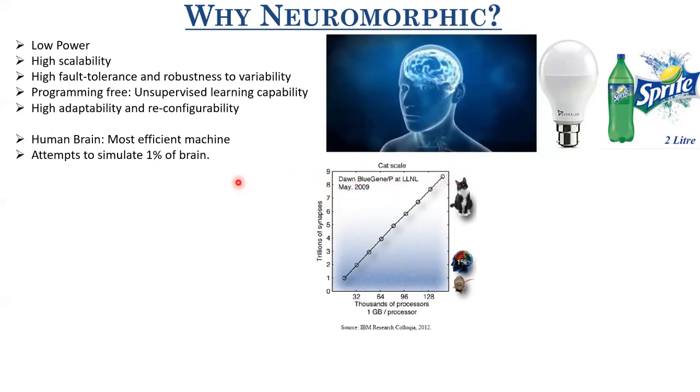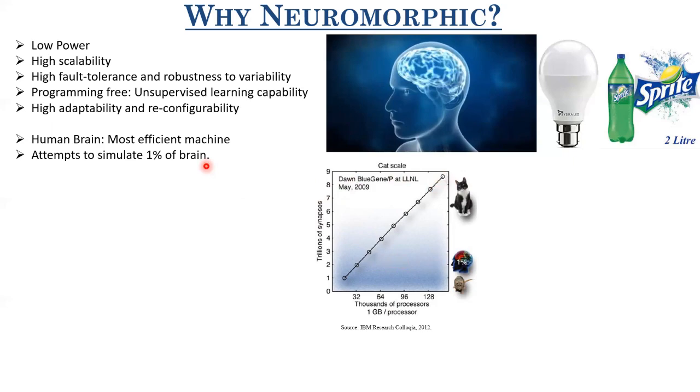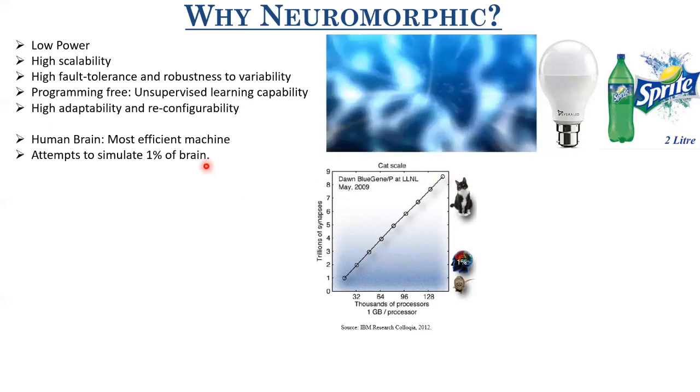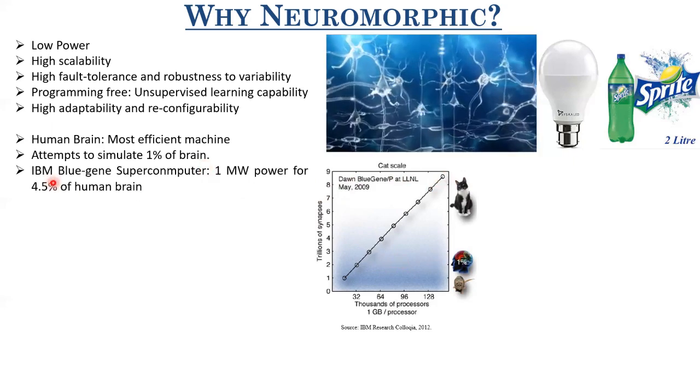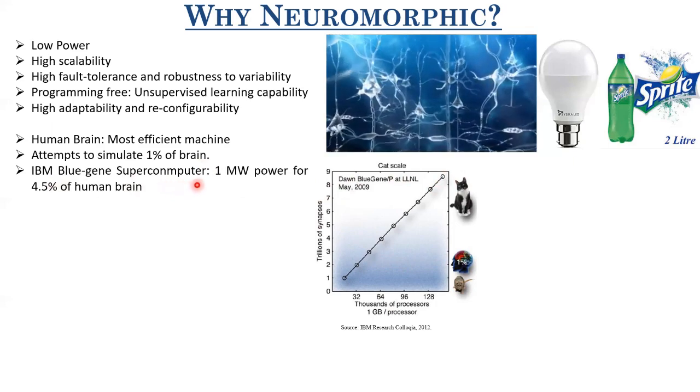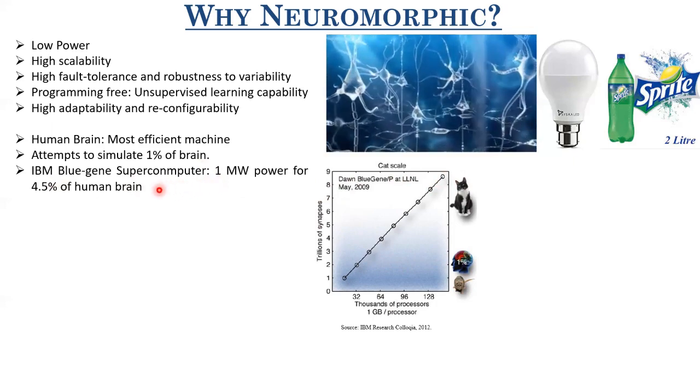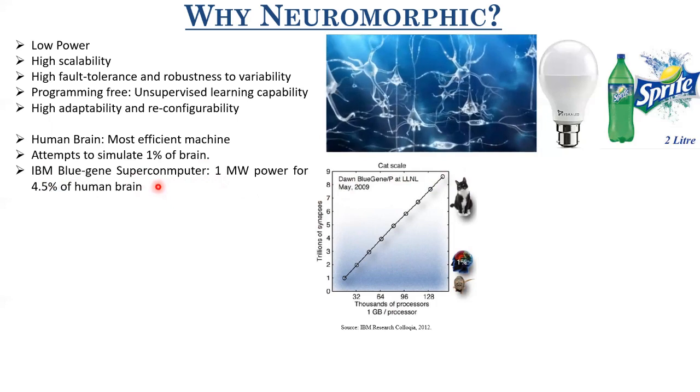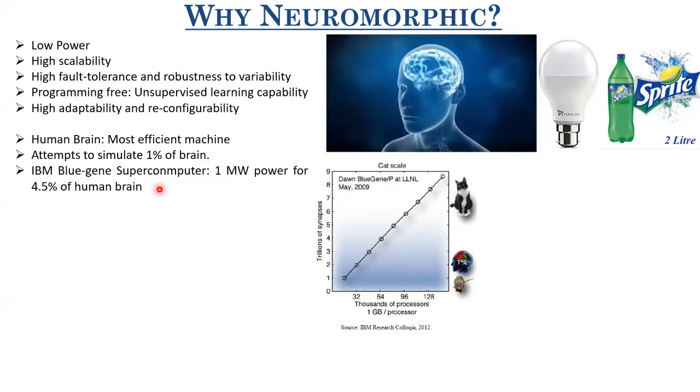And the amount of power that it drew from the supply, you will be shocked to know, is that the IBM Blue Gene supercomputer actually draws 1 megawatt of power for just simulating 4.5% of the human brain. 1 megawatt, which is such a huge amount of power.